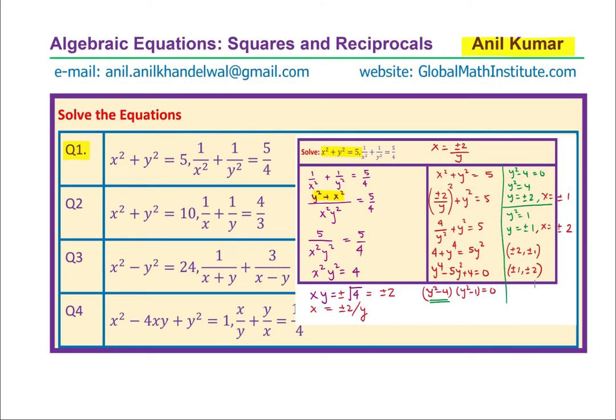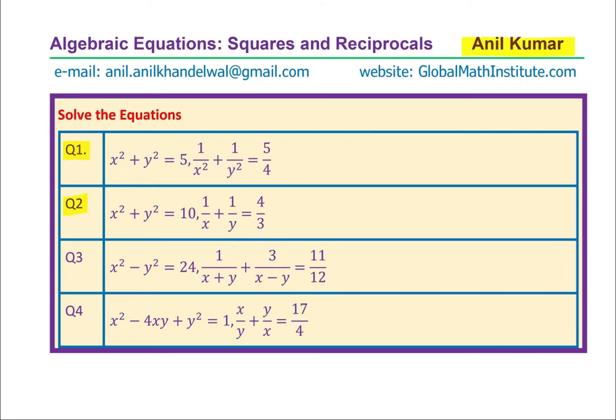Now, we're going to look into the solution of question 2, which is x squared plus y squared equals 10 and 1 over x plus 1 over y equals 4 over 3. I provided you with a hint. And that was that, well, if you look into this, denominator 3 is 3 times 1, right? So x and y could be 3 and 1. So one possible solution will be 3 and 1.